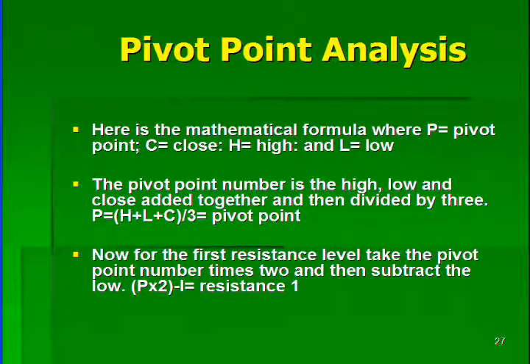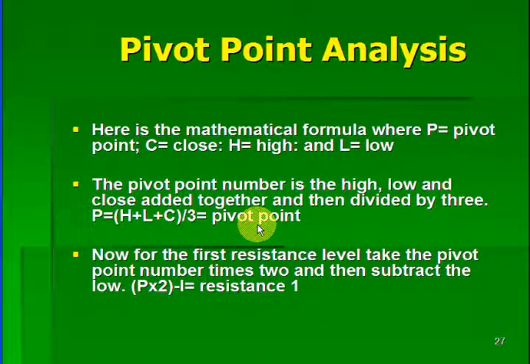Now, here's the calculation for the mathematical formula, where P equals the pivot point, C equals the close, H, of course, the high, and L for the low. Now, the pivot point number, we're going to take the high, the low, and the close. We're going to add those up together, and we're going to divide by 3. So, again, that would go like this. The pivot point is going to be the high, the low, the close. Add those up, then divide by 3, and again, that gives us our pivot point.